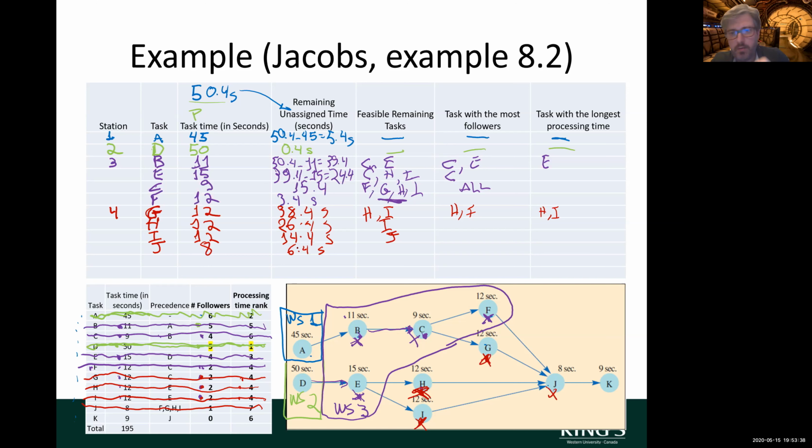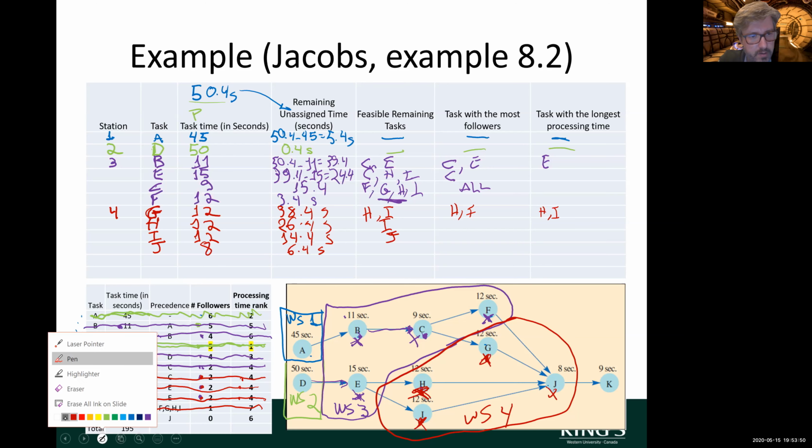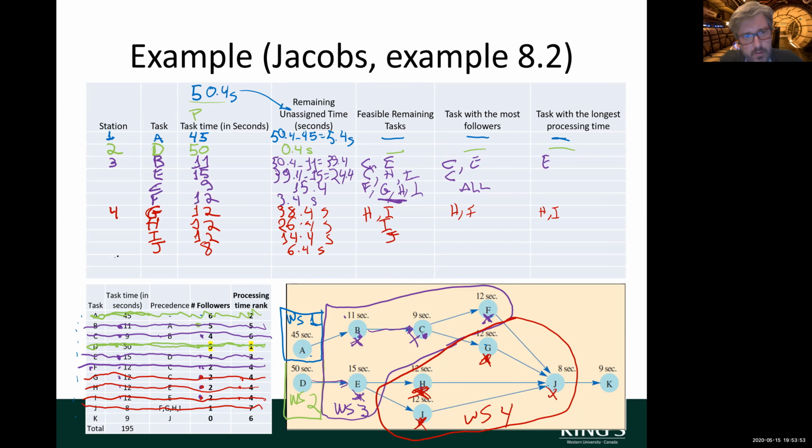So this is my 4th workstation. Workstation number 4. Excellent. So finally, now I'm gonna use black. Black is fine. So workstation number 5. Now remember, my theoretical minimum was 4 workstations. In fact, it was 3.8 something, right? I'm already over it. I'm gonna need 5 workstations.